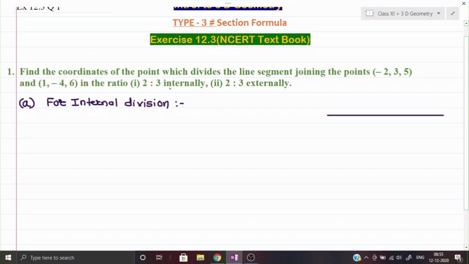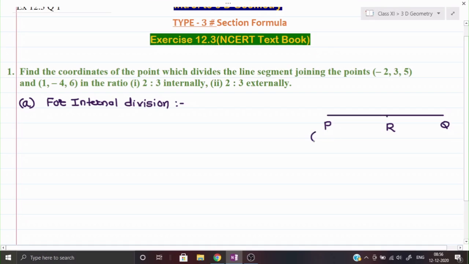Okay, for that I will suppose 3 points. The first point I am taking as P, the second point as Q, and the third point R, which is in between P and Q. We can say that R is coming in between P and Q because we are applying the internal division formula.